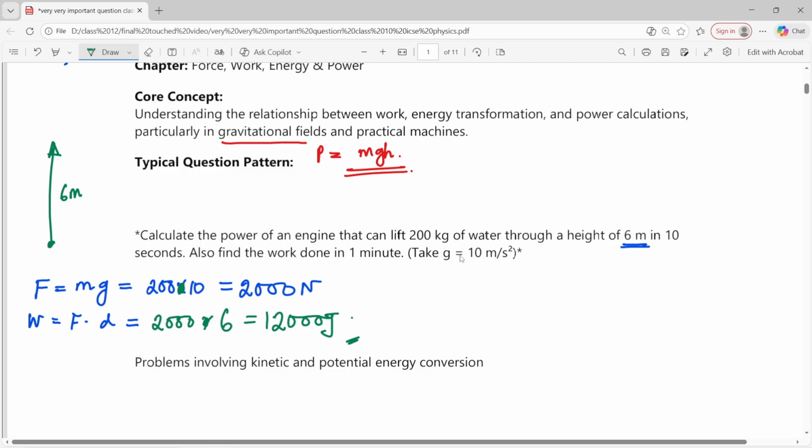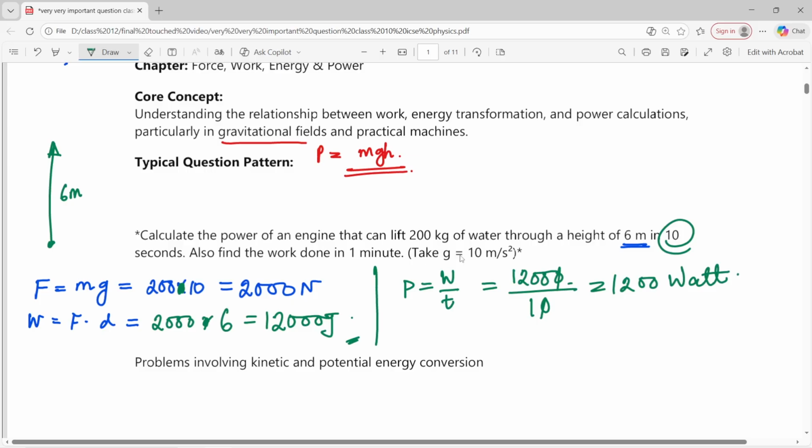Now what is the power? Power equals work done by time, so that is 12,000 divided by time. Time is given as 10 seconds, divided by 10, zero cancels, that is 1200 watt as power. And also find the work done in 1 minute.